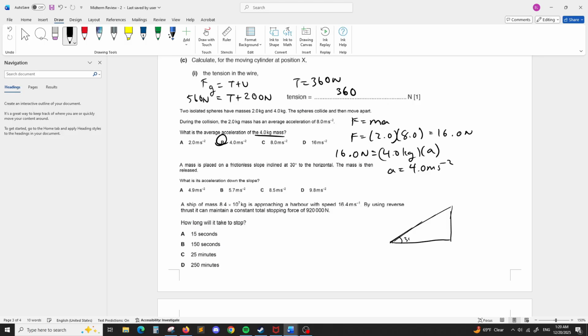Ooh, I can still draw, that's crazy. So we have our little block here, right? And as a force, that's not good.